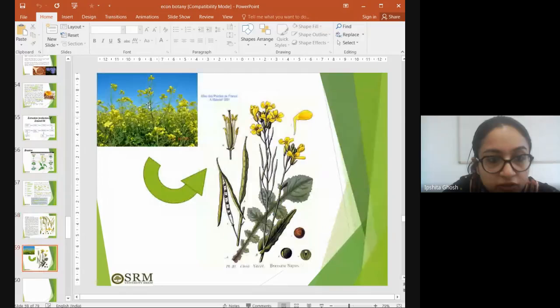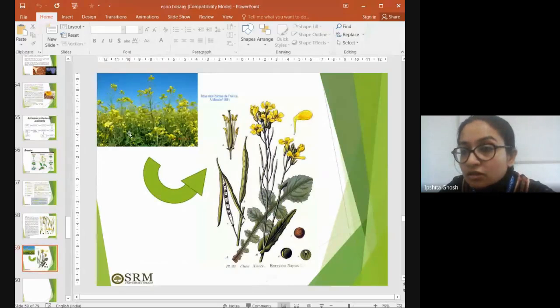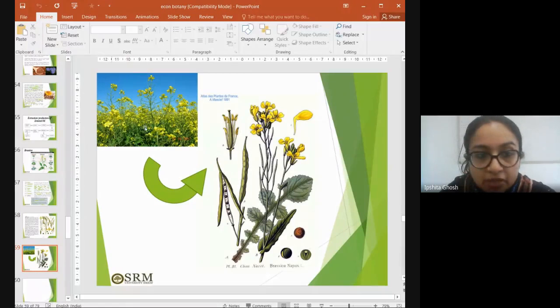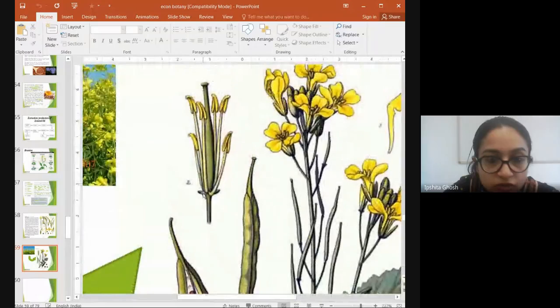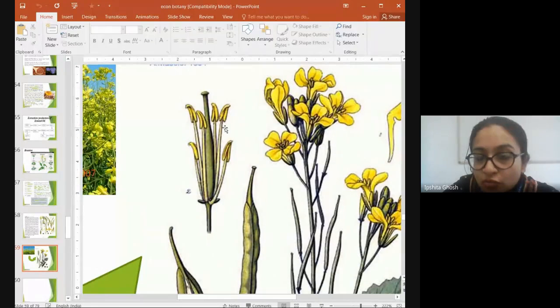Fine. So this is another. Have you seen a field which grows mustard plant? It looks very much like this. Look at the figure. So it is very much like this. And I've zoomed in on the floral parts in the botanical illustration, so that it's clear to you. Again, here also the diagram shows that there are 6 stamens, 4 of them longer and relatively 2 shorter.